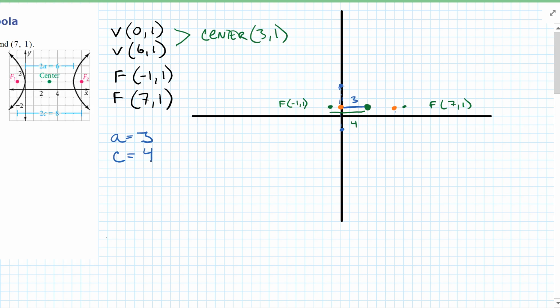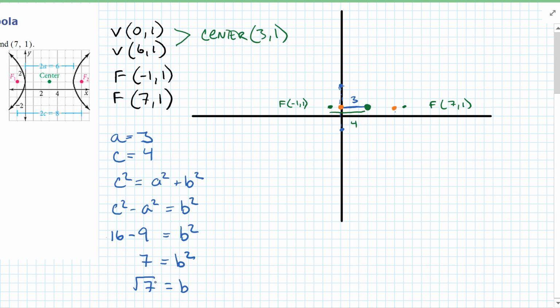Okay, so we got to find our B value. You remember C squared equals A squared plus B squared. So C squared minus A squared is going to equal my B squared value. So C is 4, so C squared is 16. A is 3, A squared is 9, equals B squared. So 16 minus 9 is 7. So my B squared value is 7. My B value is the square root of 7.